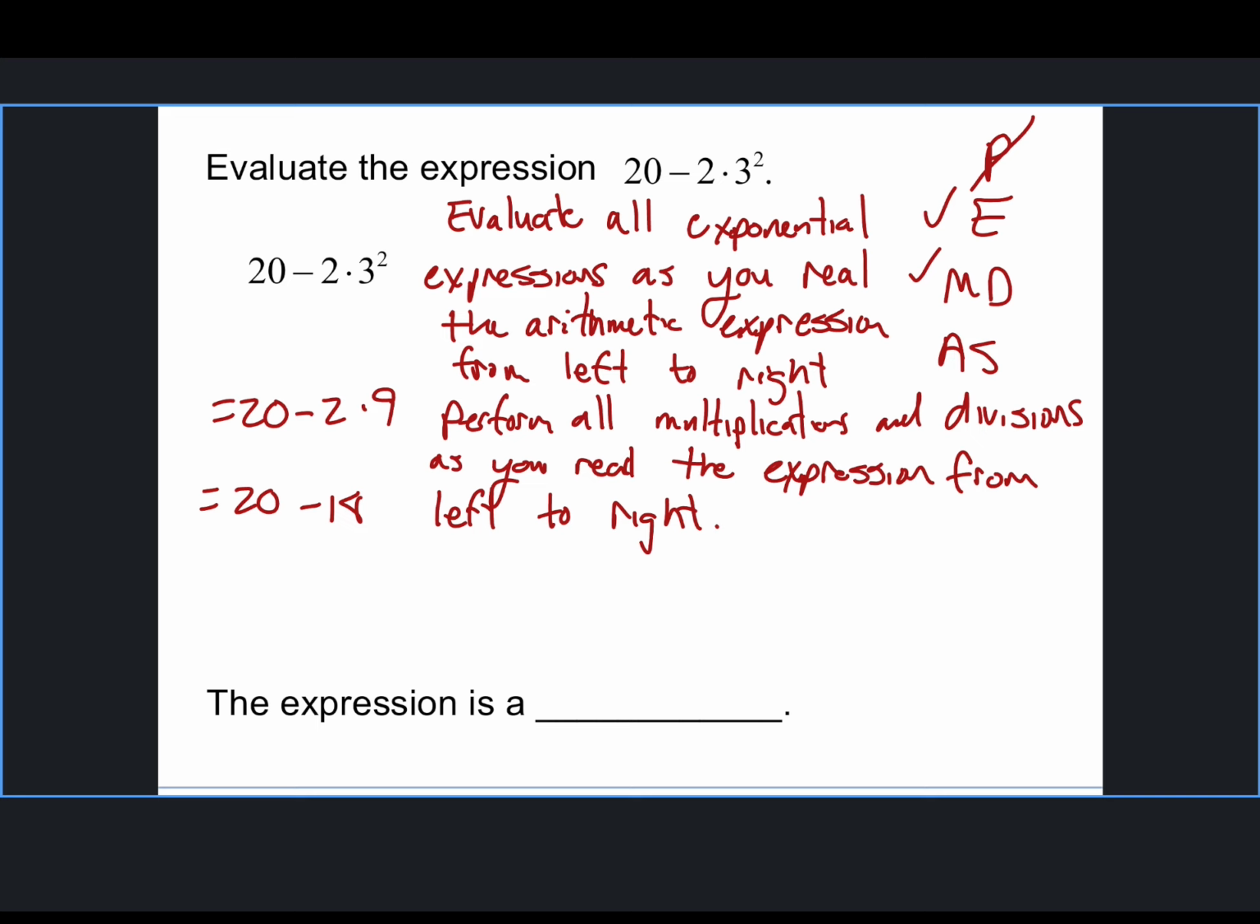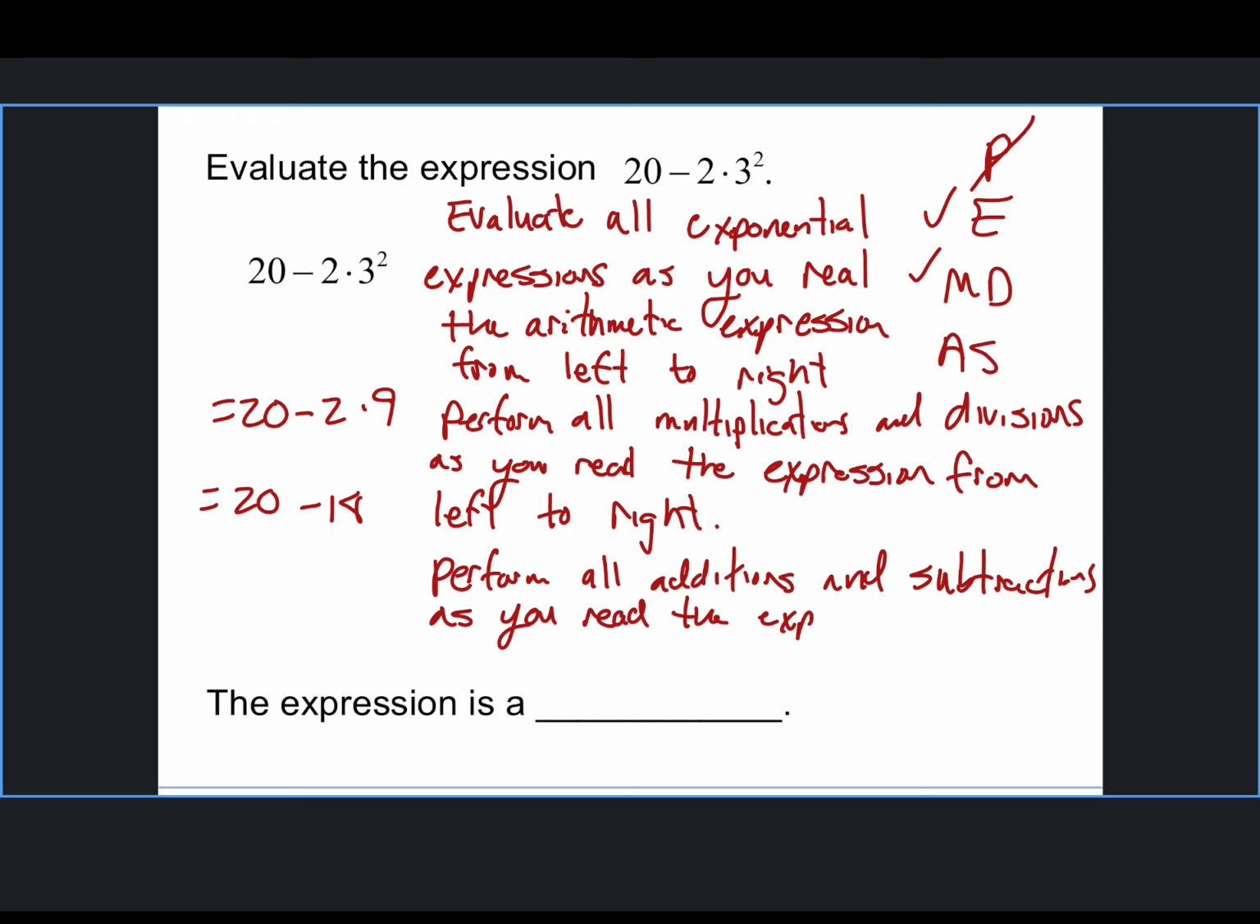So, we now have addition and subtraction. Do we have any operations involving addition or subtraction? Yes, we have subtraction, right? So we perform all additions and subtractions as you read the expression in what order? Right. From left to right.